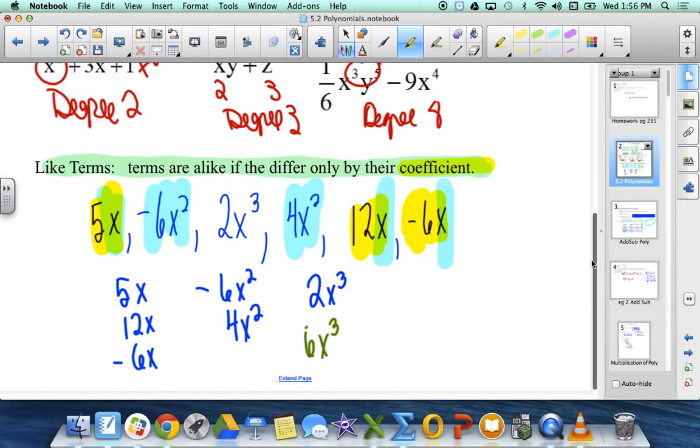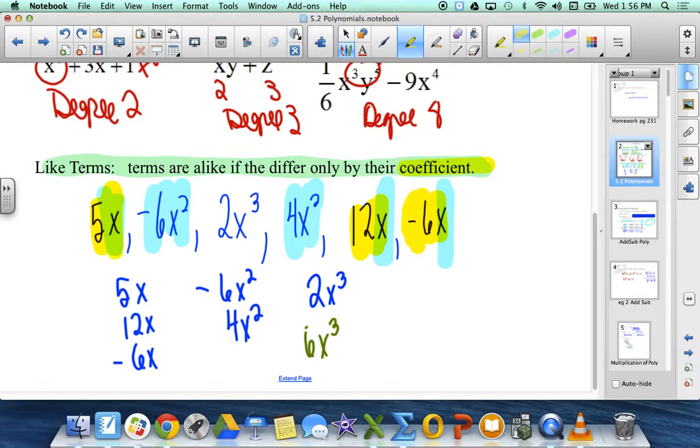So in this case, I have 5x. 5 is the coefficient. x is the base. And then I have negative 6x squared. Negative 6 is the coefficient. x squared is the base or the variable. All right, so up here, we want to talk about which ones are alike. They are alike if they differ only by their coefficient. Their variables are the same.